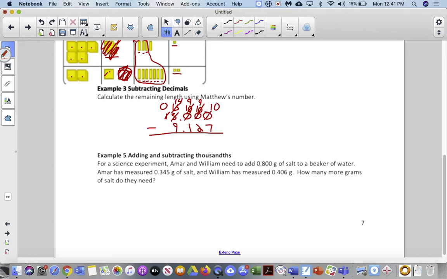And now I can subtract. 10 take away 7 is 3. 9 take away 2 is 7. 9 take away 1 is 8. And 14 take away 9 is 5. And I get 5.873 meters. And what we needed was 5 for Fiona's pipe. So yes, we have enough pipe left over.